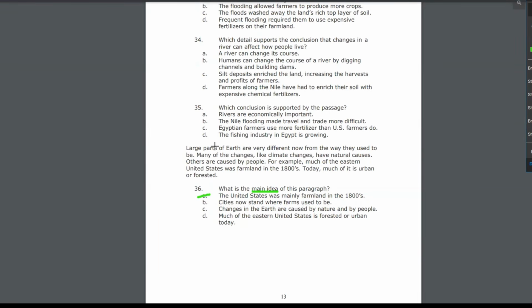The general consistency is what? What has changed, right, in this space? C, changes in the earth are caused by nature and by people. That could definitely be a contender. Why? Because this is all about changes, right? What it was versus what it is. And then D, much of the eastern United States is forested or urban today. Another detail, because that's just a smidge bit. That's one sentence versus the whole paragraph. So that just leads me to go back with C. If we look at the overall, just talking about how things have changed, how the climate has changed things, and how the people have changed things, and then they have details that have supported that.